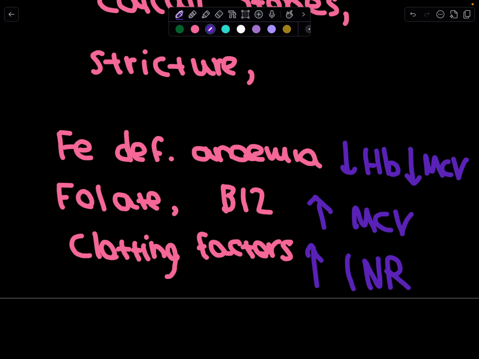Low MCV, mean corpuscular volume, in iron deficiency anemia happens because iron is needed to make hemoglobin. Without it, red blood cells are small and pale. High MCV, via 100 FEL, and folate or B12 deficiency occurs because these vitamins are crucial for DNA synthesis, so cells grow big but don't divide properly.